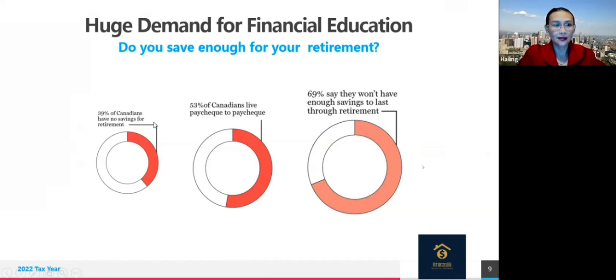So we look at the statistics out there. 39% of Canadians have no savings for retirement, so they are quite vulnerable. They need to start to do so, right? 53% of Canadians live paycheck to paycheck. What if they lose a job? It's very risky, right? 69% say they wouldn't have enough savings to last through retirement. What if you outlive your money? That's another issue we need to help people deal with, right? I'm going to address all those issues later.